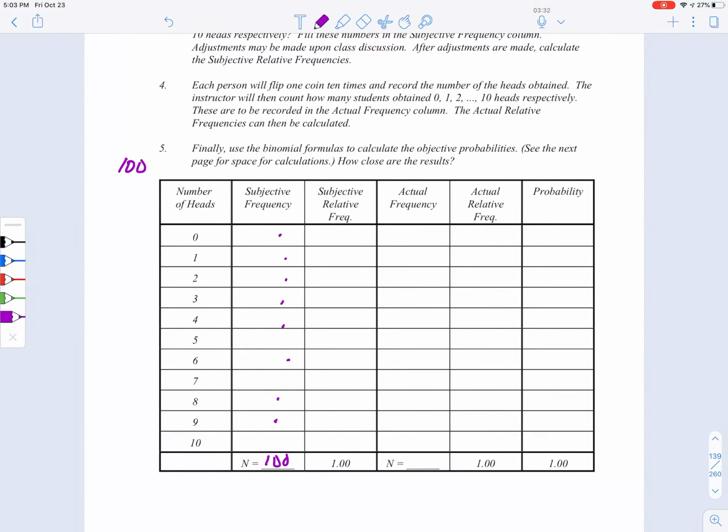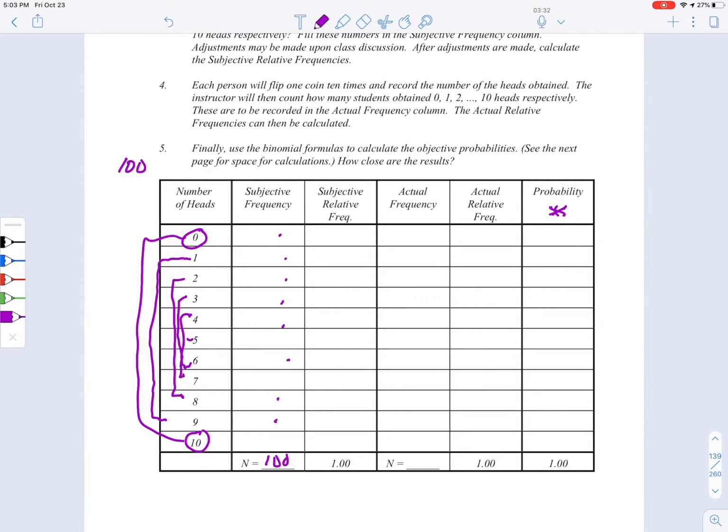The other thing to note here is that, would you agree that the probability of getting 0 heads should be the same as the probability of getting 10 heads, right? Probability of getting all tails should be the same as getting all heads. Similarly, the probability of getting 1 head should be the same as getting 9 heads. So you see that there's a symmetry here. Anyways, give that a try, and then we're actually going to calculate the real probabilities using a binomial formula.